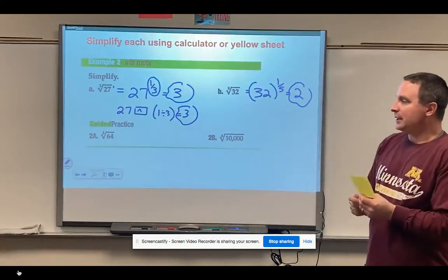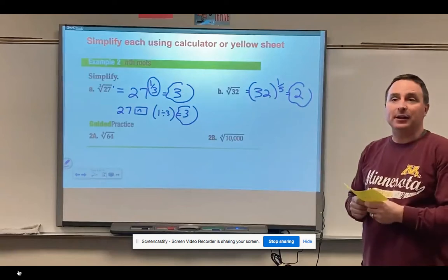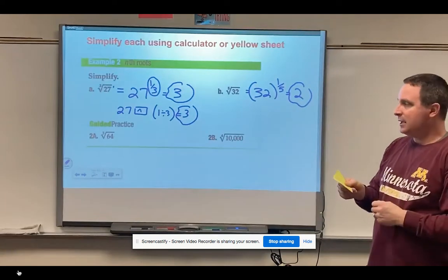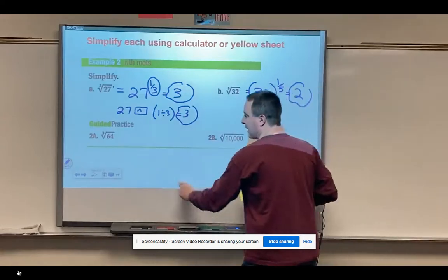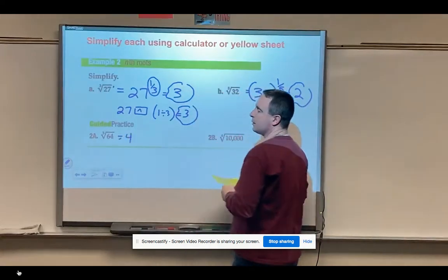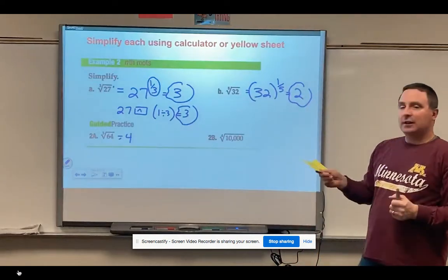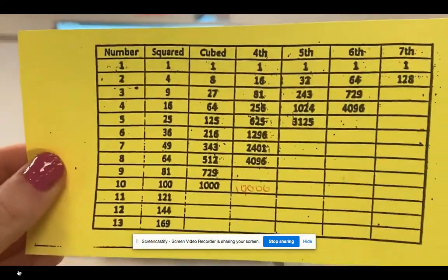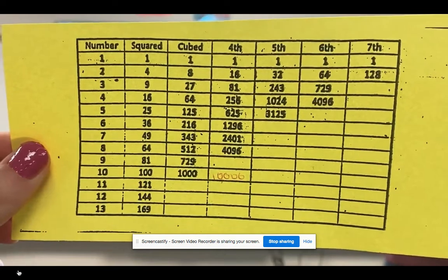Okay, down at the bottom one here, number 2a, the cube root of 64. Again, rather than using my calculator and changing it into a fractional exponent, what if I use my yellow sheet? If you go to the cube column, go down to 64, and over to the left, you would see that that is 4. The cube root of 64 is 4. Now the last one here, if we put this up on the screen, it's the 4th root of 10,000. If I go down the 4ths column, it only goes down to 4,096.